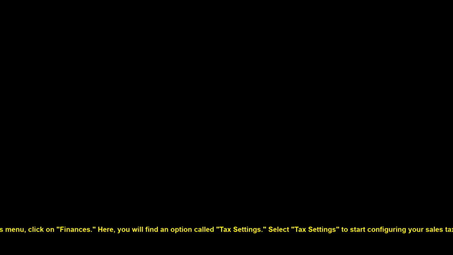Click on the Shop Manager button located at the top of the page. Next, select Settings from the menu on the left side. In the Settings menu, click on Finances. Here, you will find an option called Tax Settings.